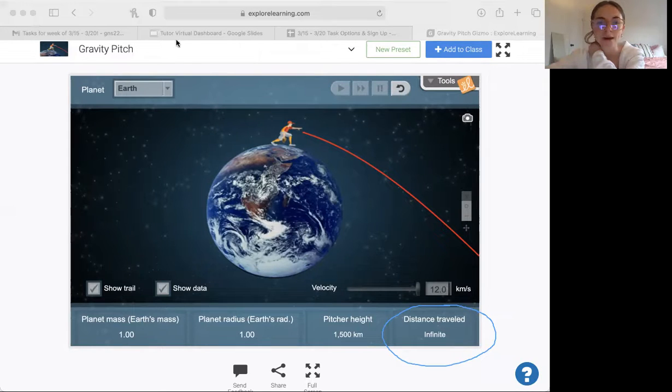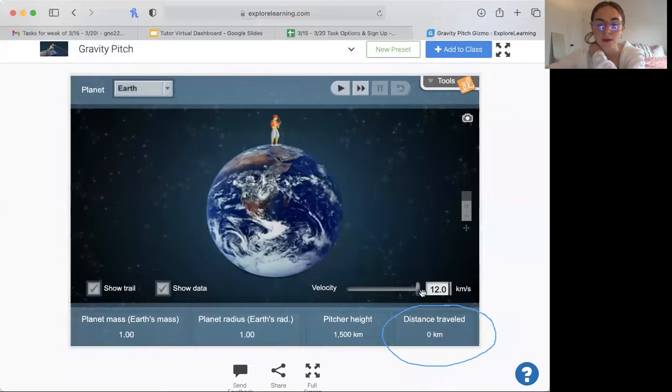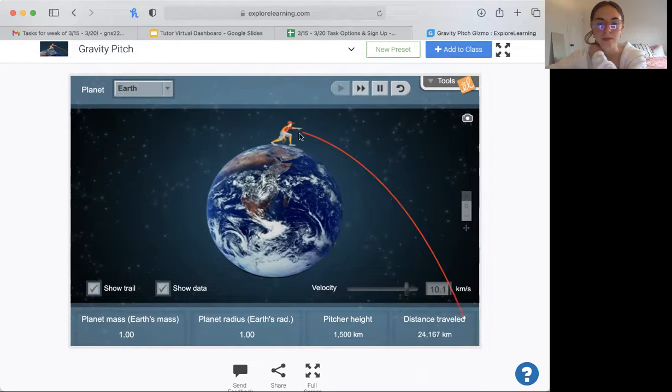So let's go back and meet halfway at like 10, because we did 8 and 12. And now let's see where like 10 takes us. See, it's definitely not as big of an arch. And it still says that the distance traveled is infinite.